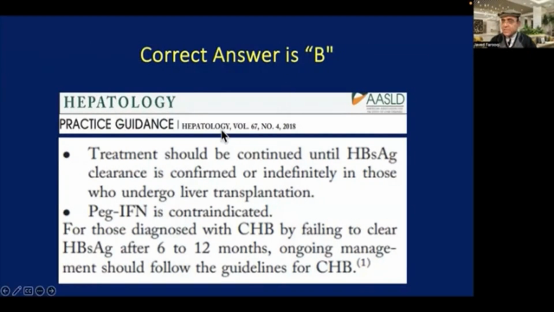And what's the evidence? This is again from the AASLD. Treatment should be continued until HBs antigen clearance is confirmed, or indefinitely in those who undergo liver transplant. If this patient had to undergo liver transplant, then this will be lifelong. Pegylated interferon is contraindicated. For those diagnosed with chronic hepatitis B by failing to clear HBs antigen after 6 to 12 months, ongoing management should follow the guidelines for chronic hepatitis B. Once the 6 months period has passed, of course, this is the scenario of chronic hepatitis B.